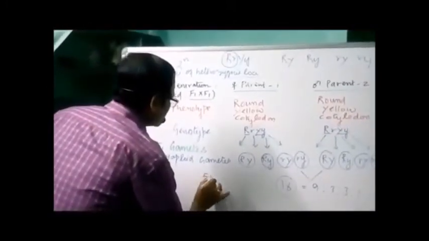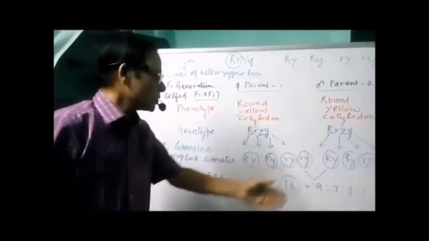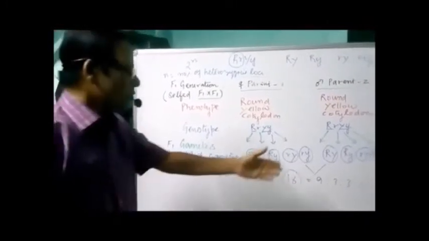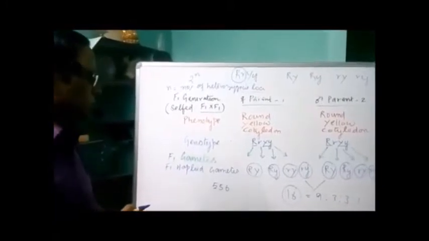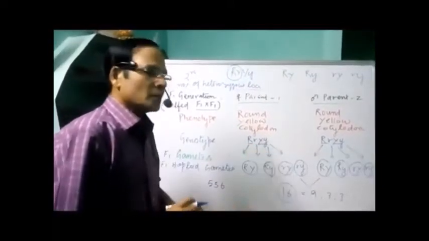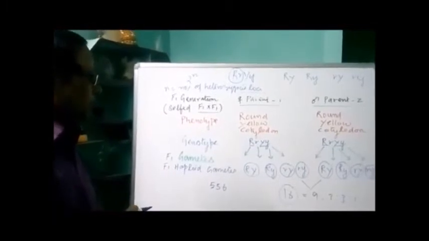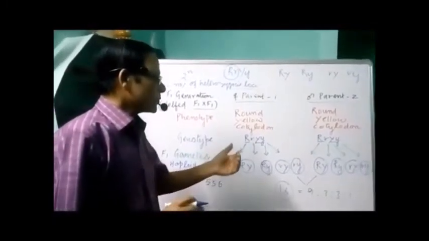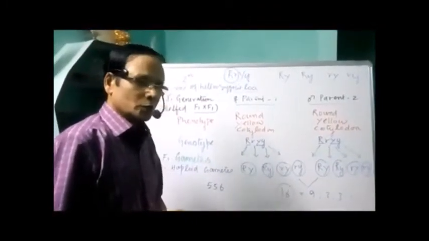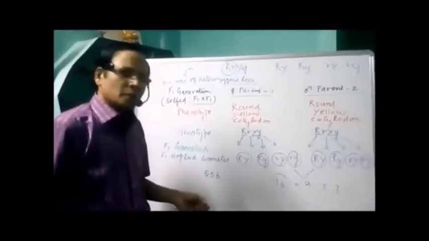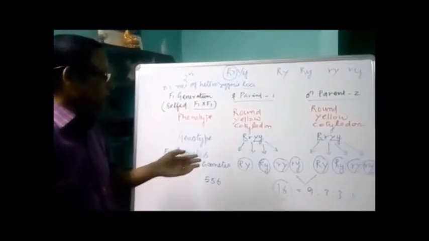But in actual practice, we received 556 individuals, which are distributed in the ratio of 9:3:3:1. That is what is called the fraction, and this is the total number of individuals produced. So by means of random union, we are getting 16 individuals and 4 different types of individuals. Now, the types of individuals produced is equal to the number of gametes.